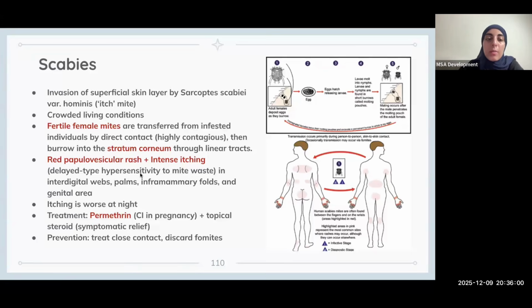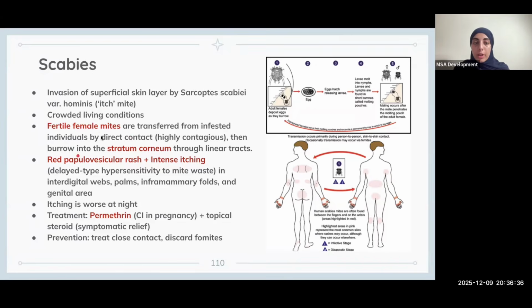And how do you prevent it? Basically, it's transmitted by direct contact with a person who's infected or from fomites, so especially from bed sheets. So if you want to prevent it, if you find someone infested with scabies, you first of all treat the close contact because they have very high risk of having it as well, and you discard the fomites. So you take the bed sheets that they were sleeping on and you just get rid of them completely to prevent spread of this infection or infestation.